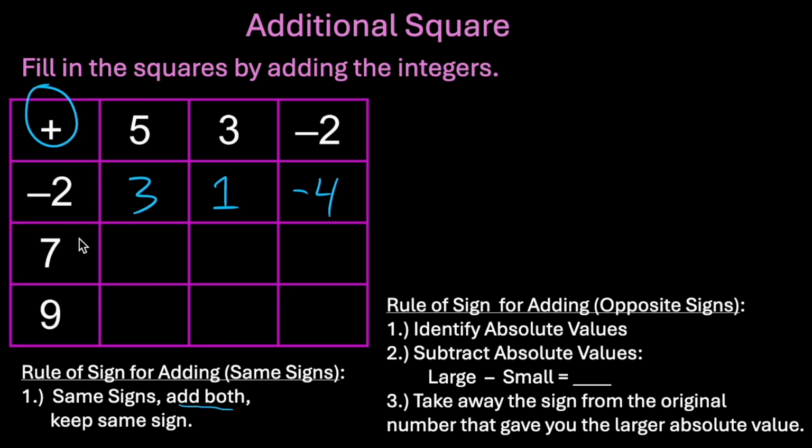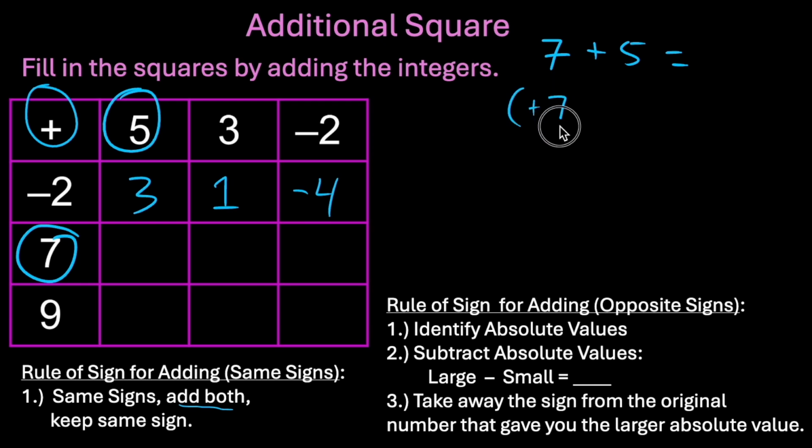Next row. 7 plus 5. So let me go ahead and write that down. 7 plus 5 equals. Now you can write it like this: +7 plus +5 equals. Both numbers you're adding have the same sign, so you just add them both and keep the same sign, so our answer should just stay positive.